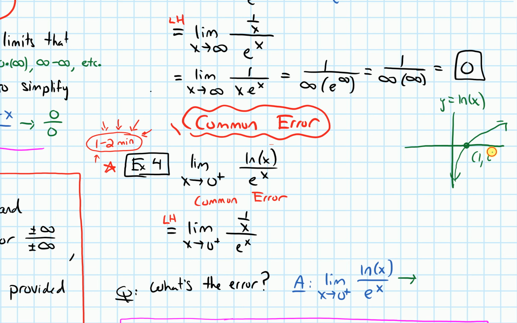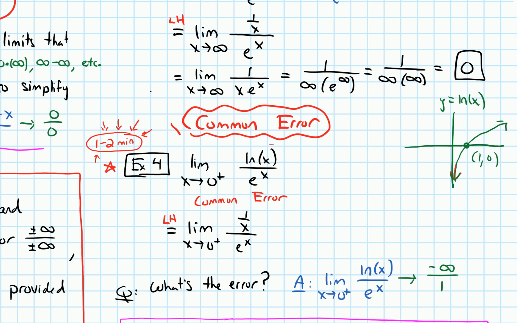It's at (1, 0). So as x gets really close to 0 from the right-hand side, that is this part of the graph. x is getting really, really close to 0 from the right. And as that happens, the y values approach negative infinity. So that's what the limit of the top is. So ln of 0 plus is negative infinity. And on the denominator, there's no issue with just plugging 0 in. e to the 0 is just 1.